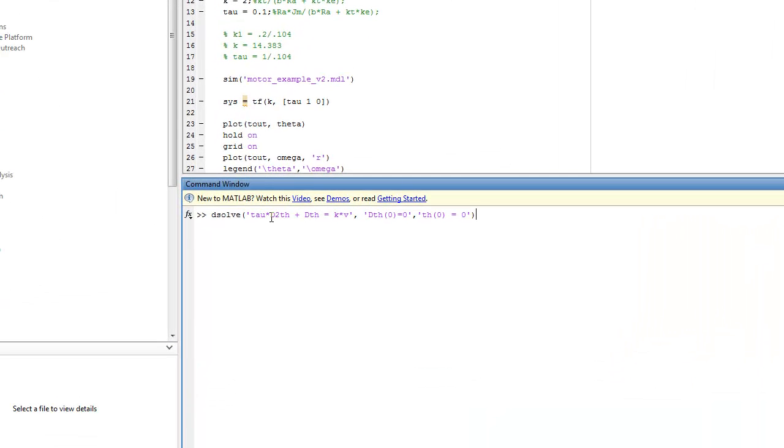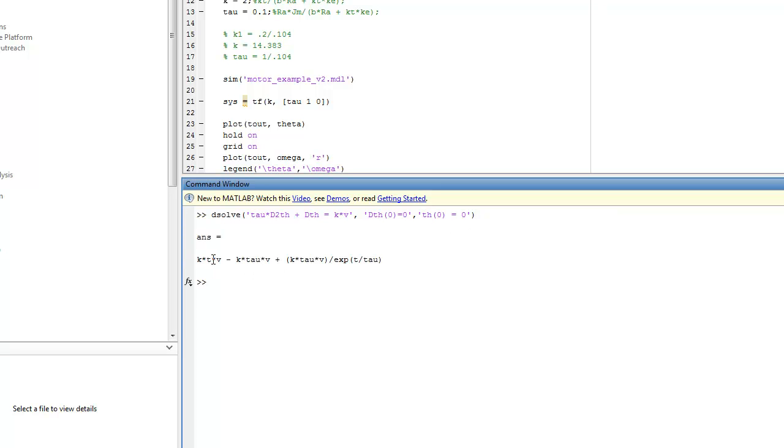So it's tau times D2th, that means the second derivative of th, which is theta, plus Dth, which is the derivative of theta, equals k times v. And v here is just a constant. And so we're saying a constant voltage of some value v. And then I need to specify the initial conditions to solve this. I'm setting them equal to 0. And we hit enter, and bam, there's our solution.